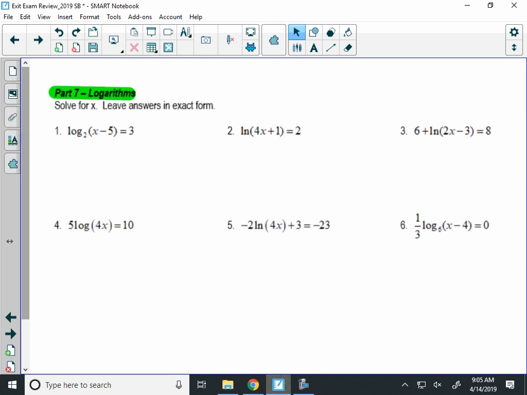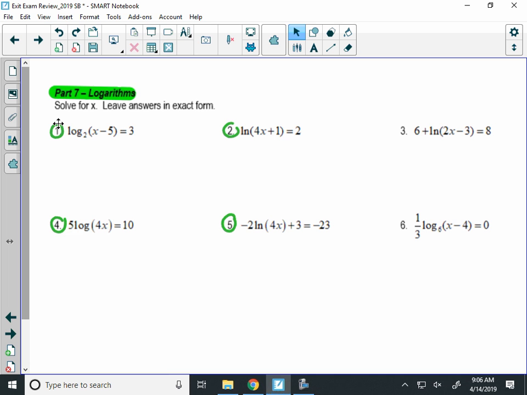This video is going to be talking about logarithms. I'm going to start with number 1. I don't think I'm going to do every problem. I think I'll do 1, 2, and then number 4, and I think number 5. All right, 3 and 6 are very similar to the other ones of these 4 that I'm going to do. So that way you can try a couple on your own.